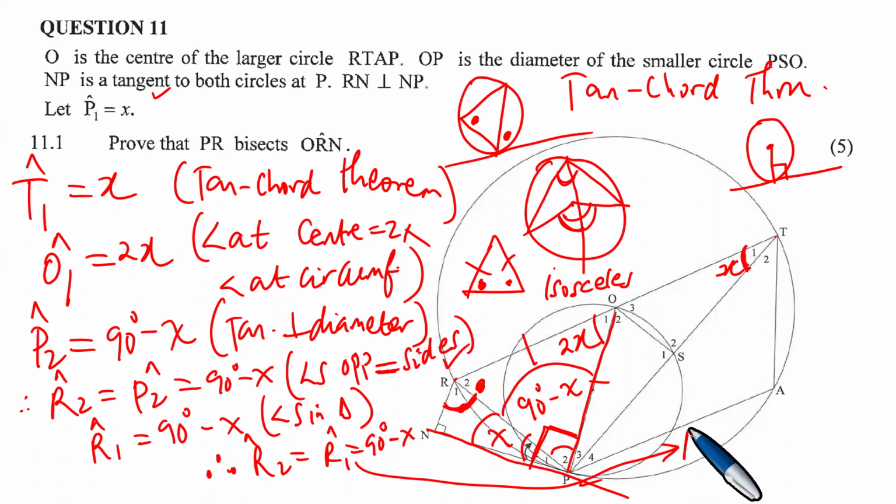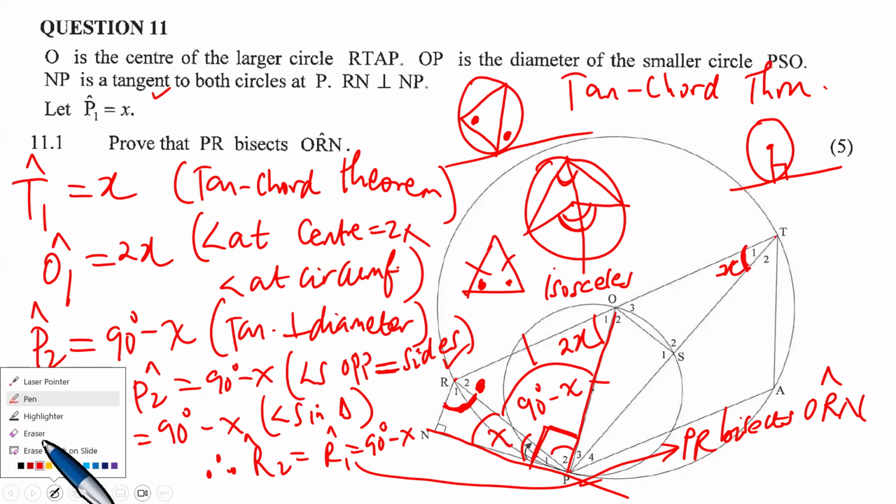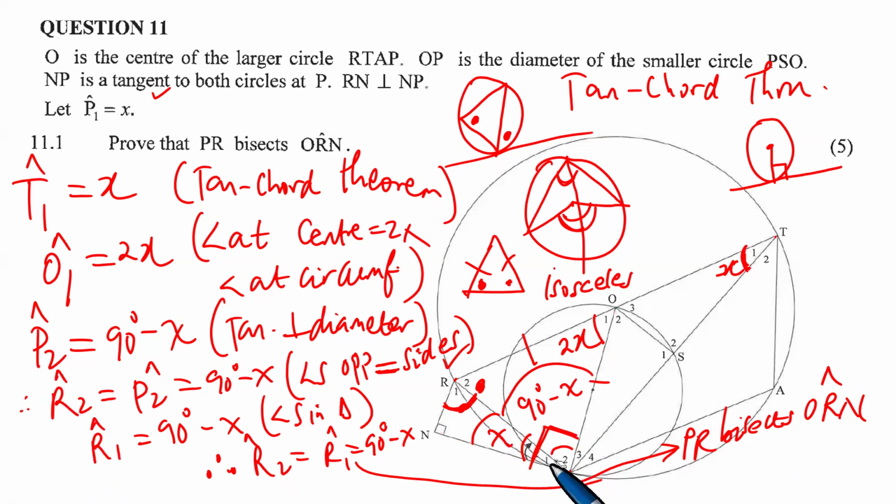PR bisects ORN. The conclusion, therefore, is that P is this one at the bottom here. So PR bisects angle ORN.